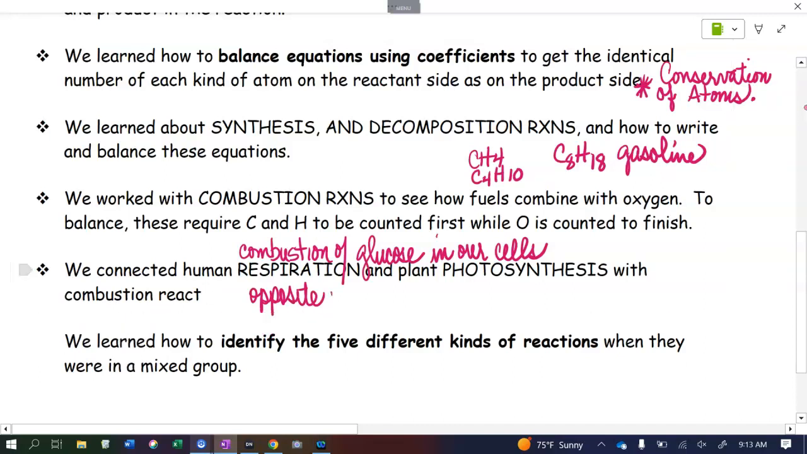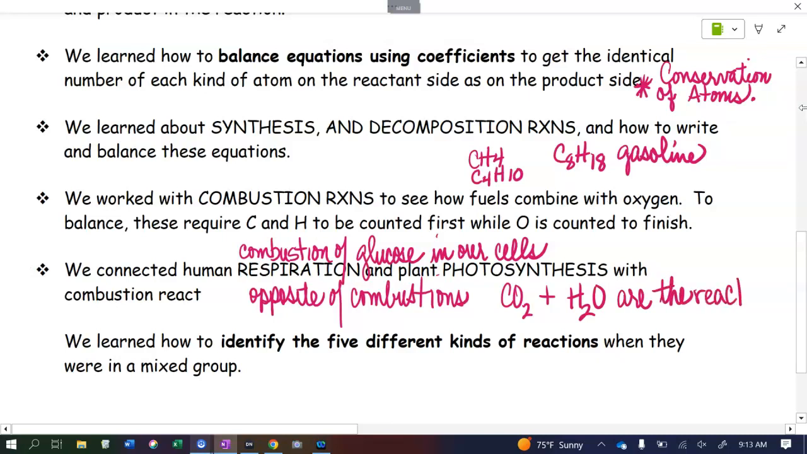Photosynthesis is the opposite of combustion, because instead of CO2 and water being the products, CO2 plus water are the reactants. So it's the opposite. And it's good because it uses up CO2 from the air, which we have too much of. That's why we have global warming. It's one of the chief contributors to global warming.